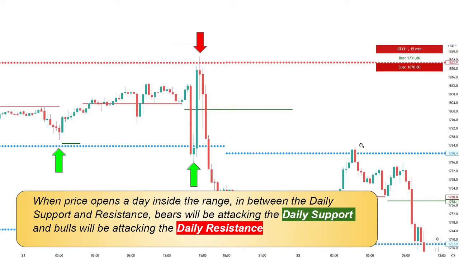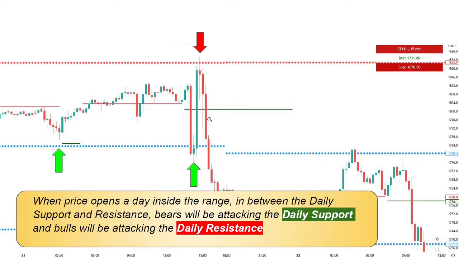That's another great example that when price opens the day inside the range, formed by daily resistance and daily support, bears will be attacking the daily support and bulls will be attacking the daily resistance. And we could spend a day or even a couple of days with price consolidating in that range, and bulls and bears unable to push price out of the range until, at the end, one of the parties prevails.